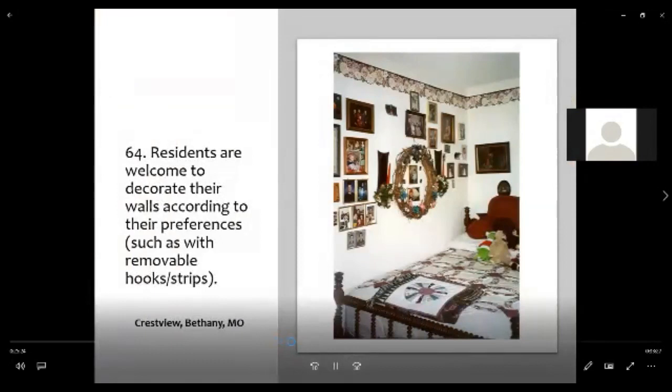Then we move on to residents are welcome to decorate their walls according to their preferences with really anything we meant. But if nails are a problem, thankfully nowadays we have all sorts of different kinds of hooks and strips and the command strips. But we really are making a point here. I hope this doesn't go on in any of your homes anymore, but there used to be a day where dear residents were told you can only have 4 nail holes in the wall. And we just can't let that be, can we?